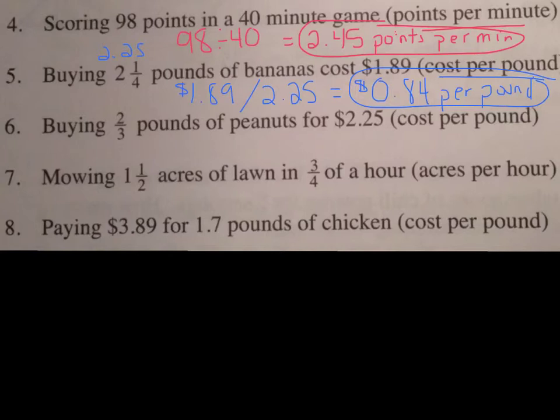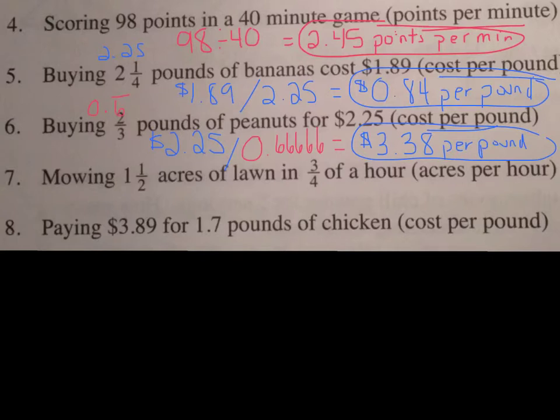Alright, looking at number 6 here, I see that I can get 2/3 pounds of peanuts for $2.25, and again I'm looking to find the cost per pound. So I'm going to take my cost, $2.25, and divide it by my fraction of 2/3. That's not a nice terminating decimal, but what we can do for this is just approximate. It's 0.6 repeating, so I'm going to divide by 0.66666. That should give me a precise enough answer. So I'm going to do 2.25 divided by 0.666, and I get the cost per pound of peanuts to be $3.375, so I'm going to say $3.38 per pound. All right, a little bit more expensive than the bananas there.